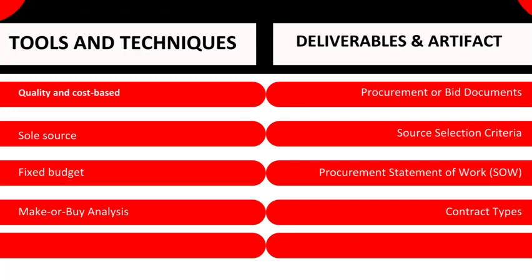Contract types. There are three main types of contracts. Fixed price. The supplier agrees to deliver the goods or services for a fixed price. Cost reimbursable. The supplier is reimbursed for the costs incurred in delivering the goods or services. Time and material. The supplier is paid for the time and materials spent delivering the goods or services. The type of contract that is selected will depend on the specific procurement and the project's overall goals.